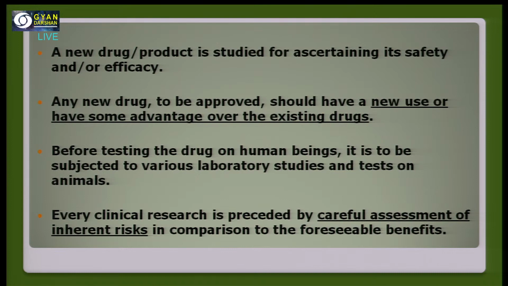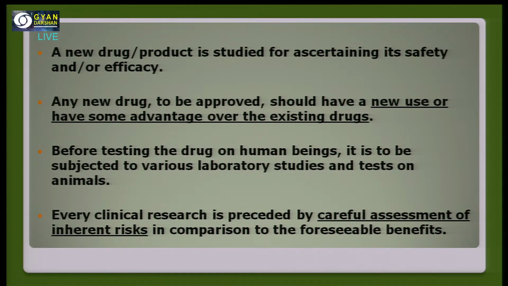Any new drug or product which is under study, which is being experimented on human beings, should ascertain the safety as well as efficacy. Like, the drug should be safe for consumption and it should be efficient. It should be able to perform the role for which it is designated. That is also very important.